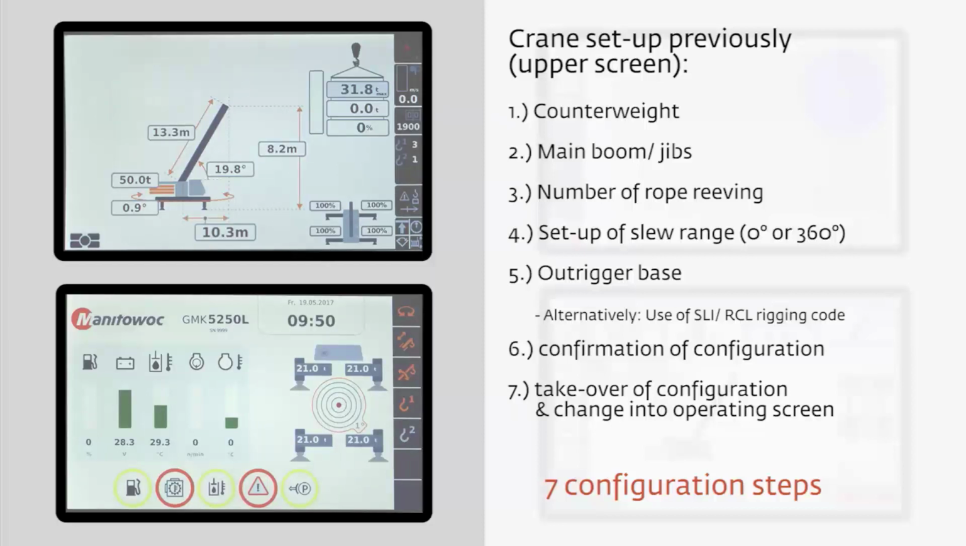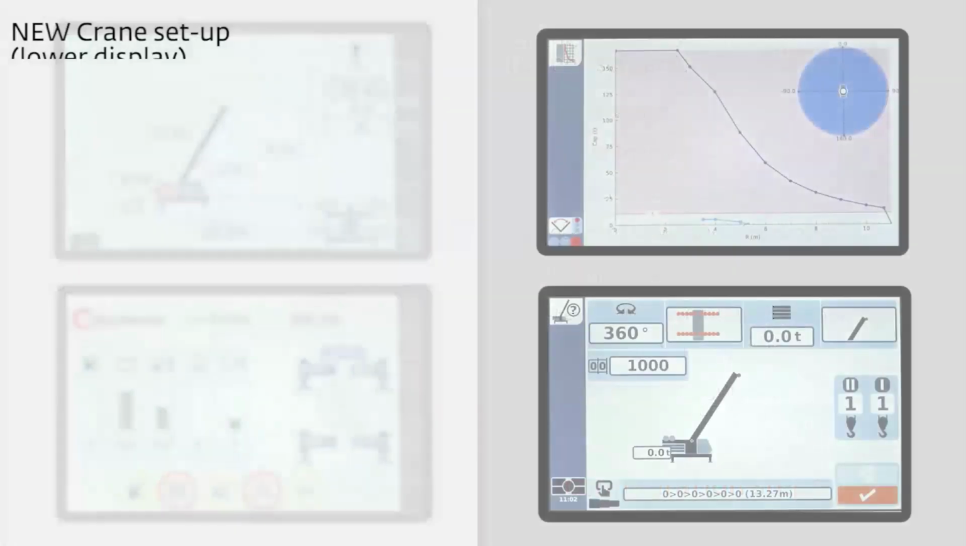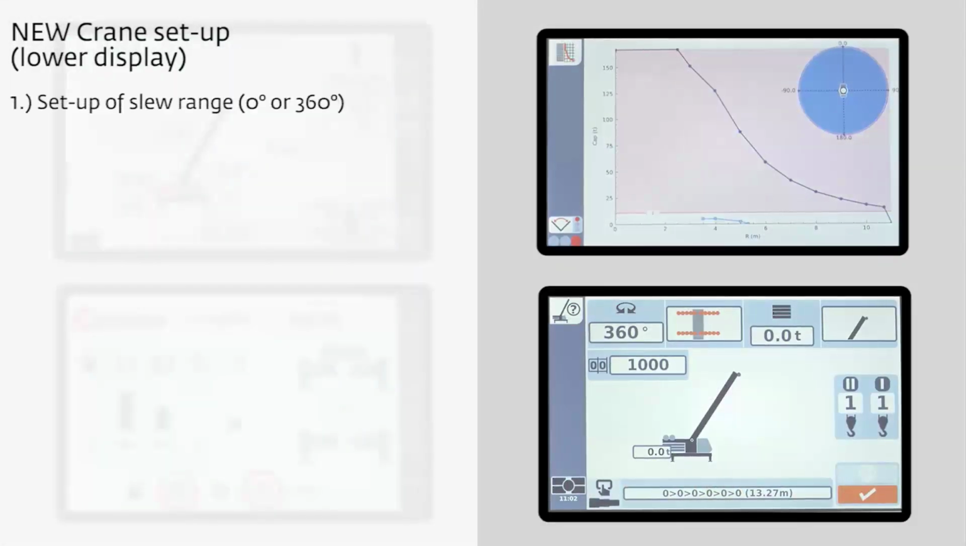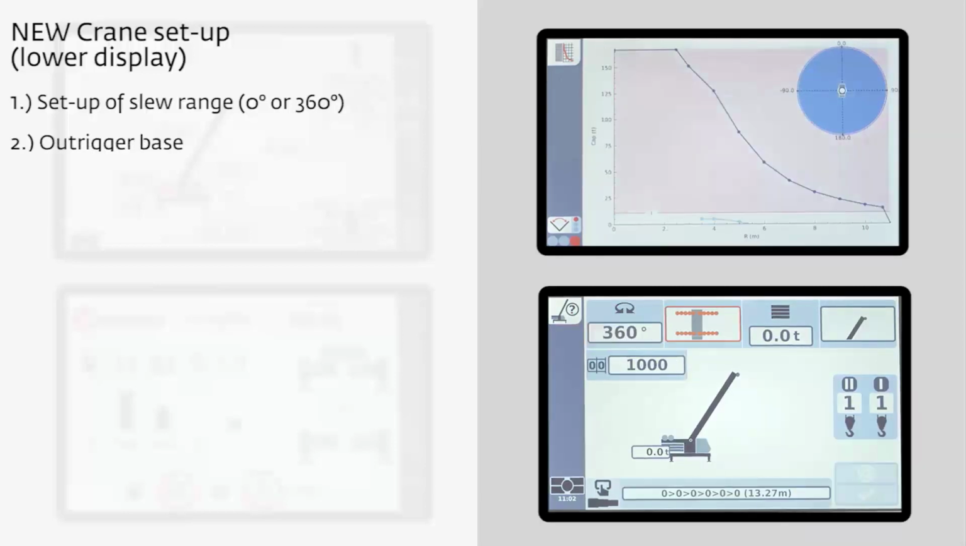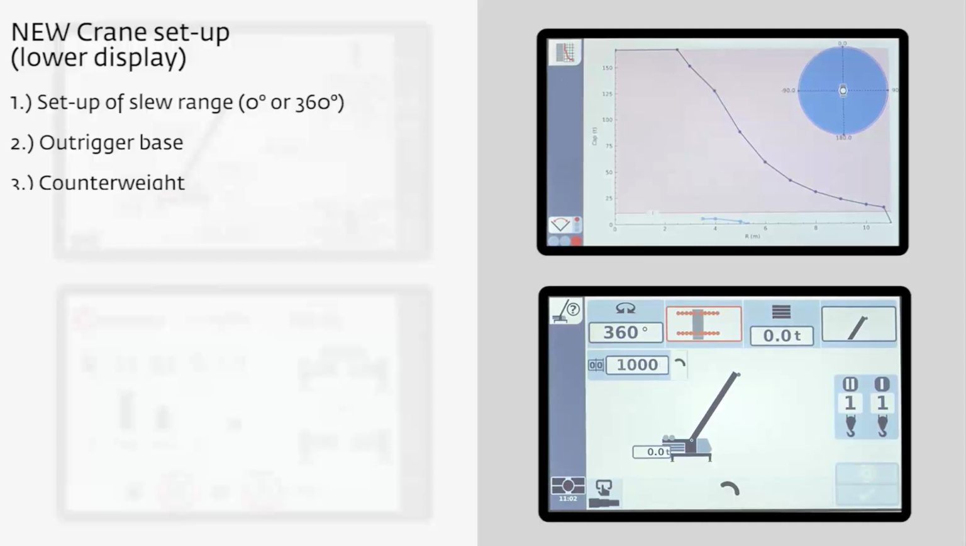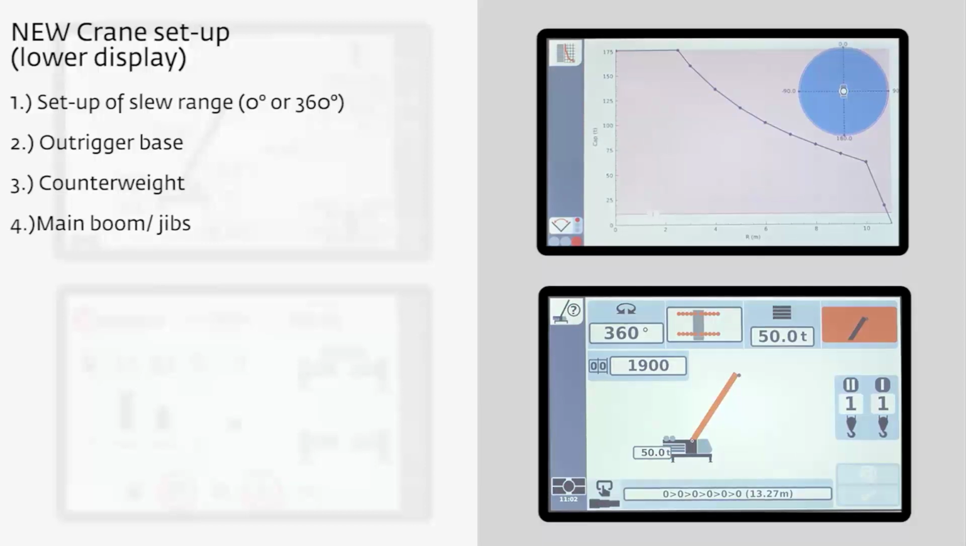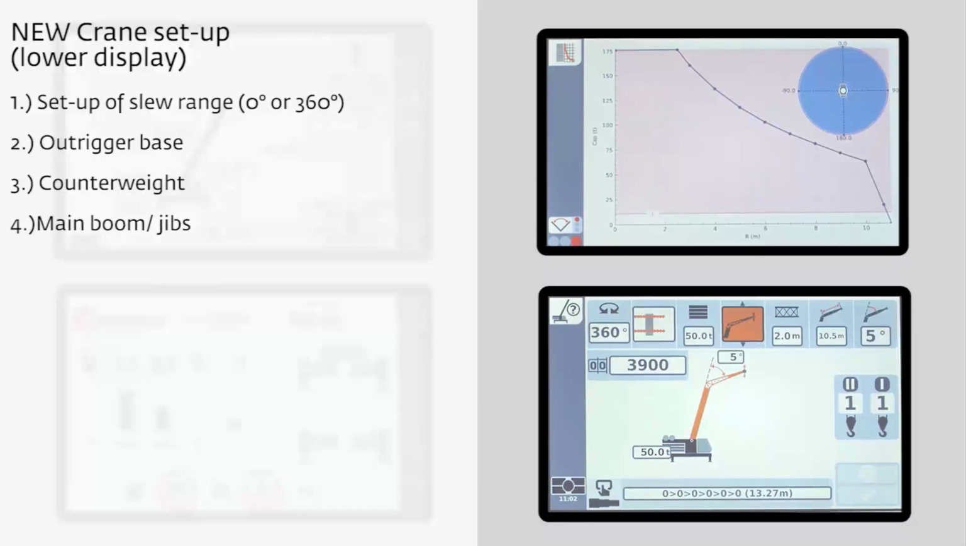Now we'll look at setup on cranes using version 2 software. Crane setup is performed entirely via the lower operator's display. Selection of slewing range to now include the max space option if equipped. Outrigger spread selection, counterweight selection, selection of main boom or boom extension to include boom extension options.